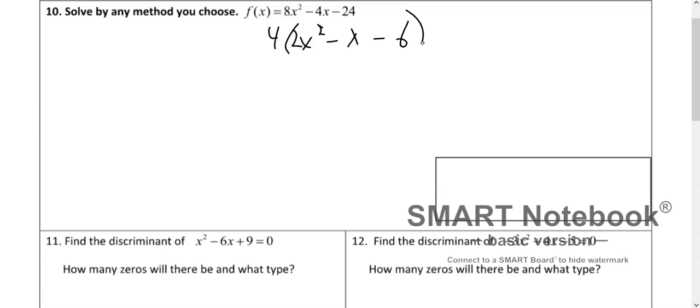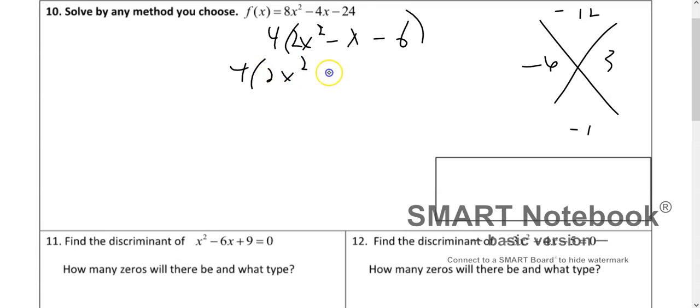Now, you can guess and check. I'm going to real quickly do the AC method. So a times c is negative 12. B is negative 1. I need two numbers that multiply to give me negative 12 that differ by 1. That's going to be 4 and 3. And I want more negatives, so that's negative 4. So I'm going to rewrite this. 2x squared minus 4x plus 3x minus 6.